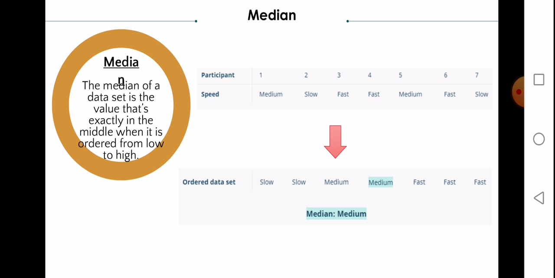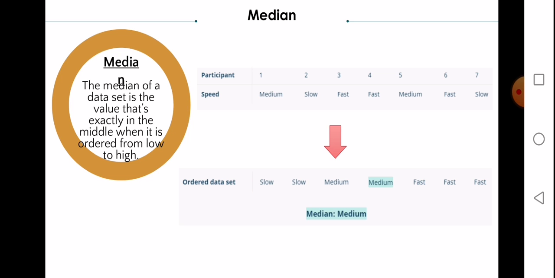Let's say you measure the reaction times of seven participants on a computer task and organize them into three groups. We have the slow, medium, or fast. So to find the median, you first order all values from low to high, then you find the value in the middle of the ordered data set. So in this case, the value is in the fourth position.